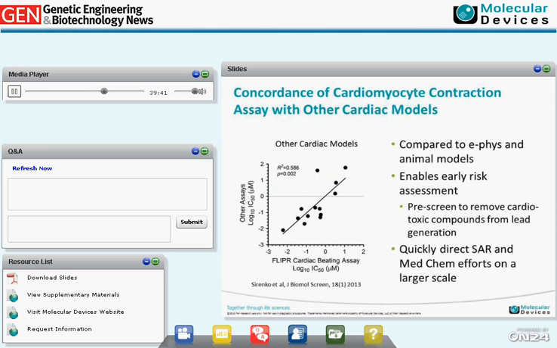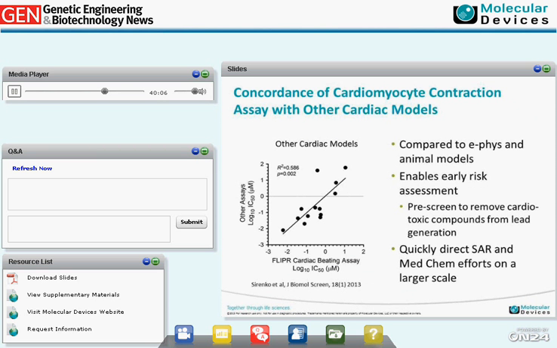And so these results are presented in the Journal of Biomolecular Screening article that came out this year, where we're comparing the cardiomyocyte contraction assay with other cardiac models, using electrophysiology or animal models. And we're actually seeing very good concordance of our beating cardiomyocyte assay to these other assay models.